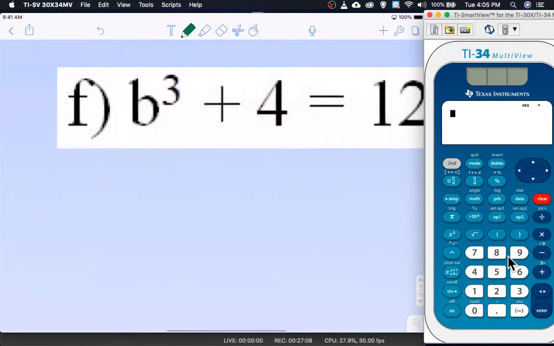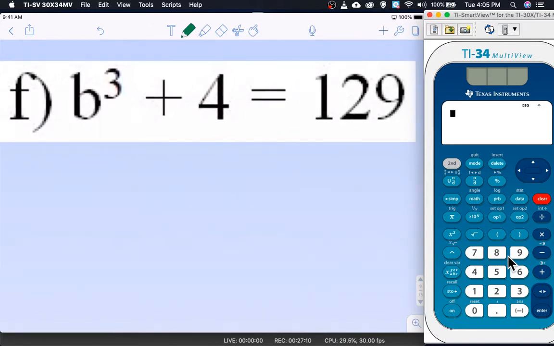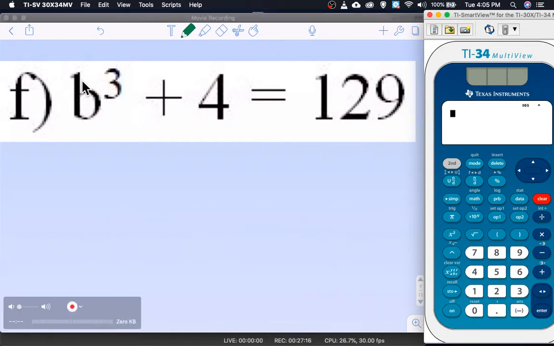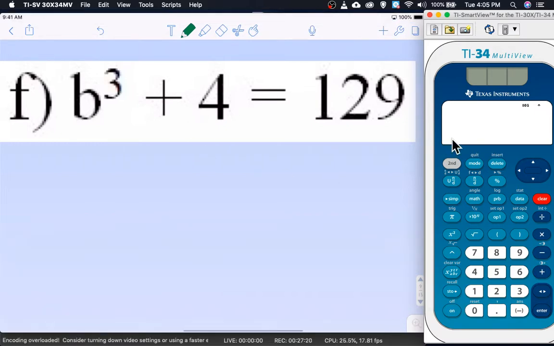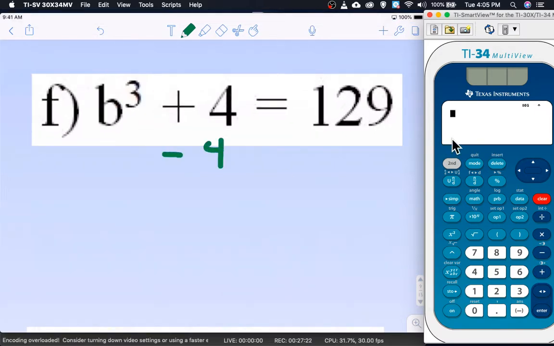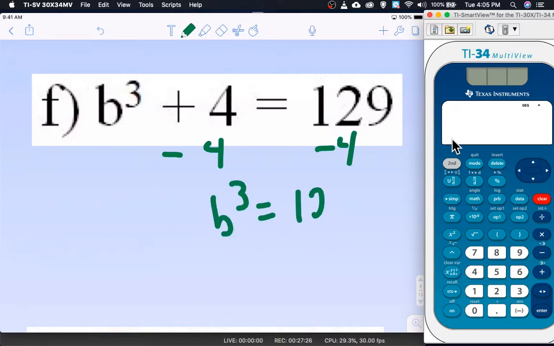Okay, so we just added the extra step of making the equation a little bit uglier, making it a 2-step. Here, in order for me to do my cube root like I'd like to do, I have to first get rid of this plus 4. So I'm going to subtract 4 on both sides. B cubed is 125.